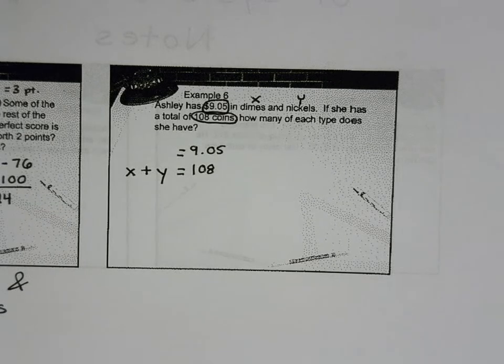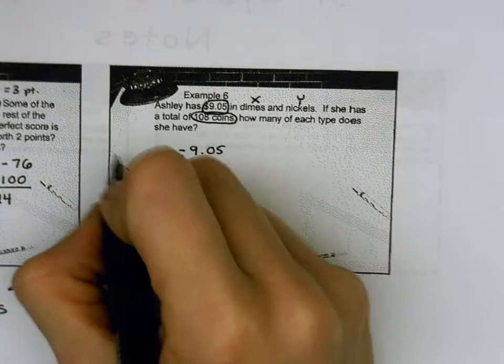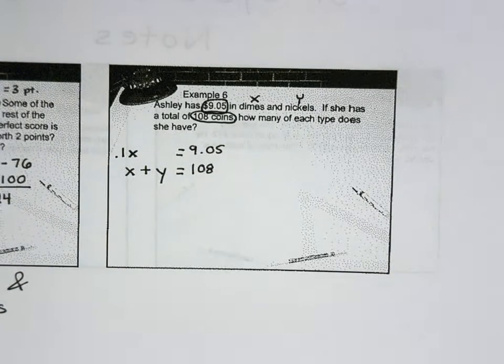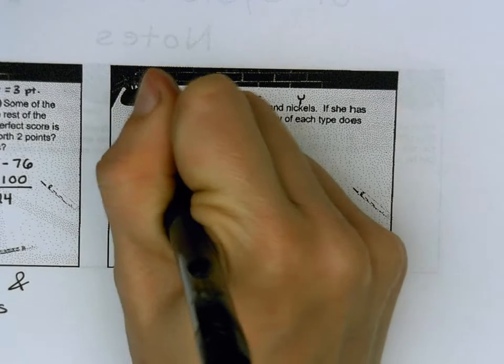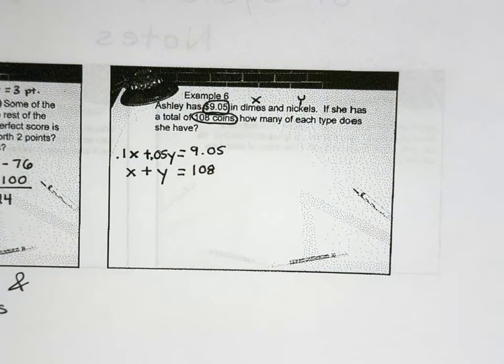$9.05, though, relates to the monetary value of dimes and nickels. And so I need to reflect that. Well, dimes are 10 cents. And so I'll go ahead and write 0.1x for 10 cents. And then nickels are 5 cents, so 0.05y. And there's my other equation.